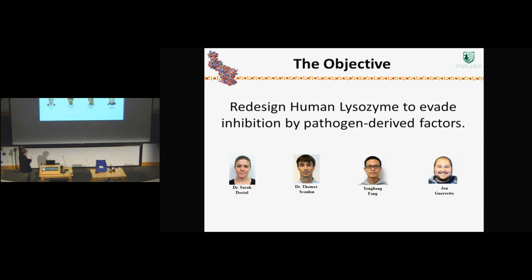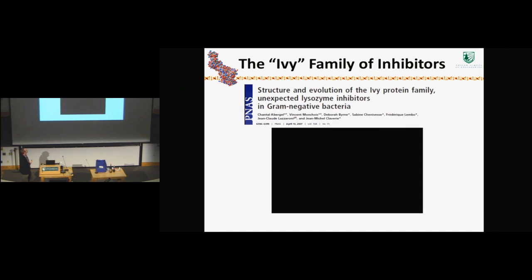And the folks who spearheaded this work would be Dr. Sarah Dostal, a postdoc in the group who did the library construction and screening. Tom Scanlon, again, actually developed and optimized the high-throughput screen that I'm going to show you here. And then a couple of graduate students, Youngling Feng and John Garrett, are now collecting data on some of the enzymes that we've isolated. So again, the idea here is that we want to design an enzyme that will evade inactivation by the IV protein.